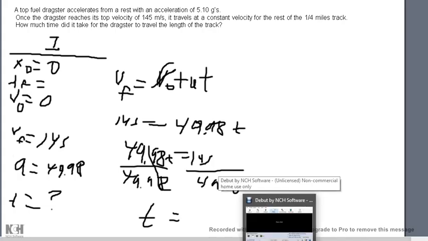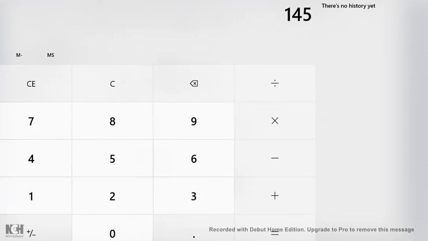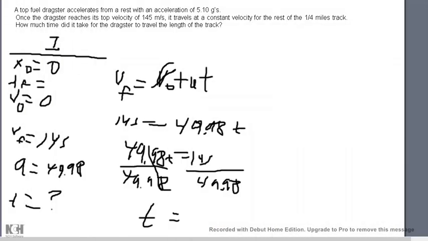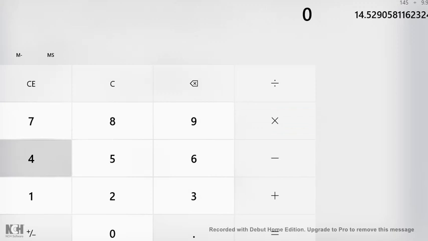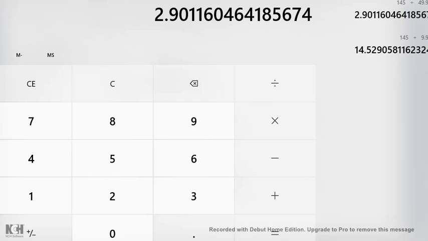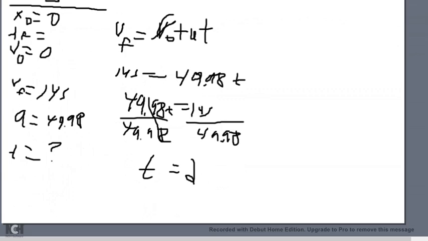Let's see how close I am. 145 divided by 49.98 equals what? 2.90. 2.90 what? Seconds.